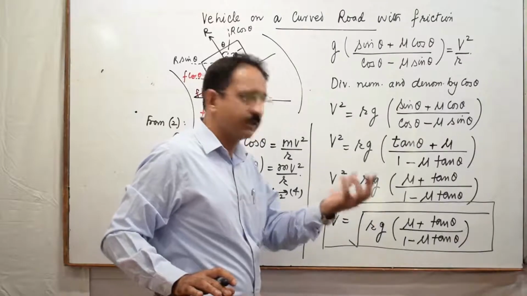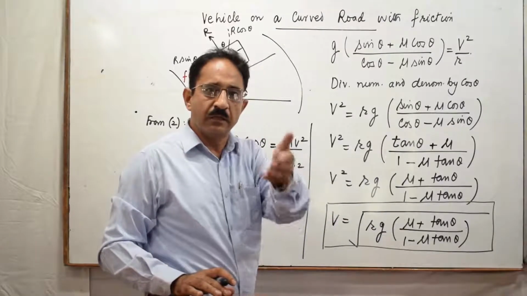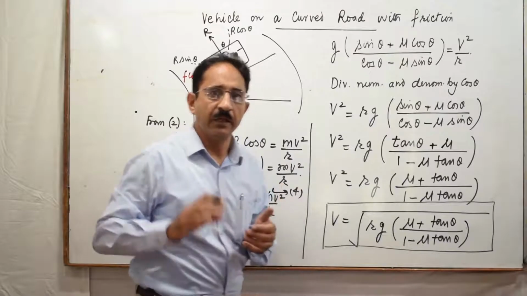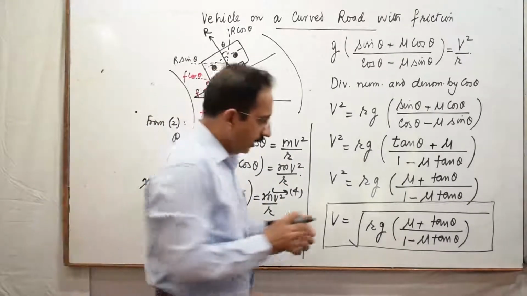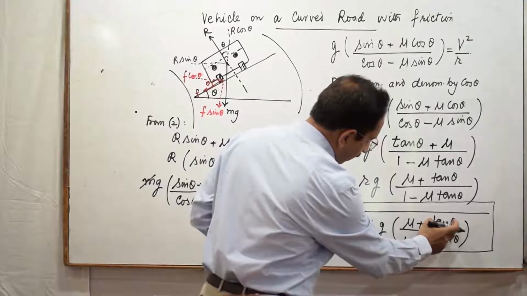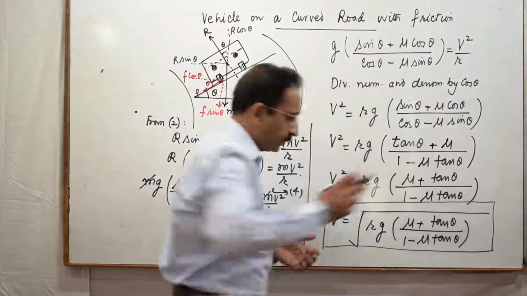It has to come from some experimental result obtained under the given conditions, जिस condition पर एक vehicle road के ऊपर चलता है, and theta is angle of banking. This is angle of banking in coefficient of friction.